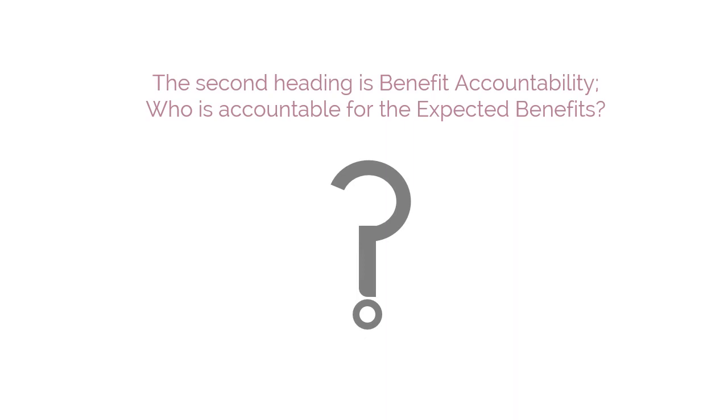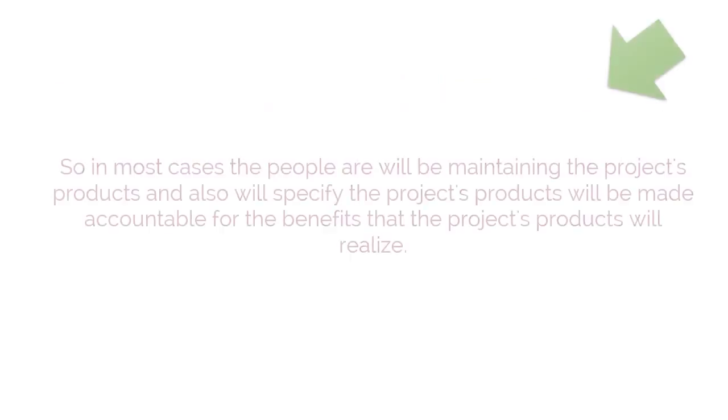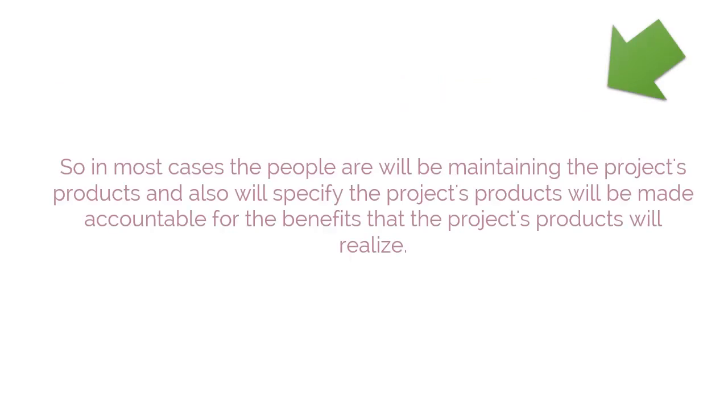The second heading is Benefit Accountability. Who is accountable for the expected benefits? Generally, it is the users or user groups who will identify the expected benefits of the project. Users are generally best placed to also own the benefits because they will be using the outputs to carry out operations and realize outcomes, which in turn will enable the realization of benefits.